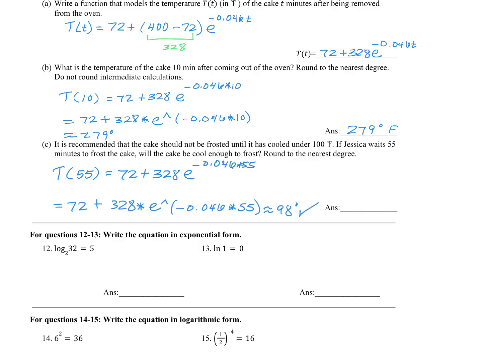So yes, that is under 100. So that is the answer to our question. The cake is going to be cool enough to put frosting on it because it's down to 98. All right, so those are some exponential applications.